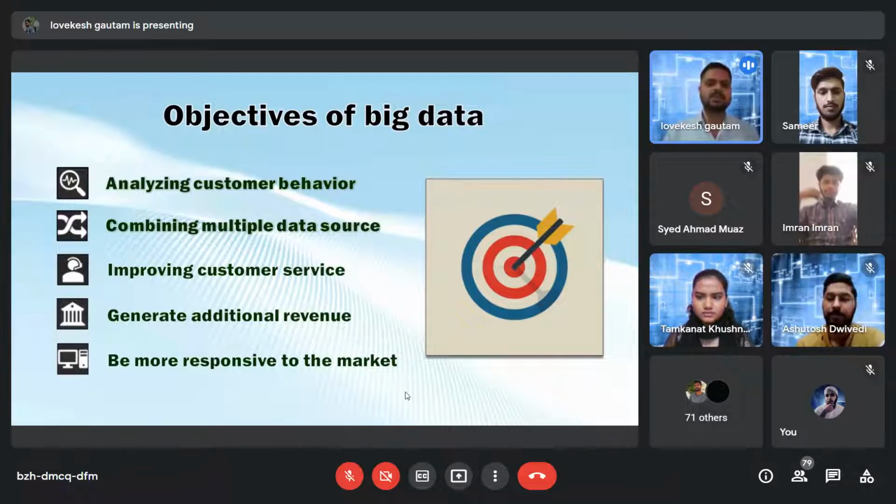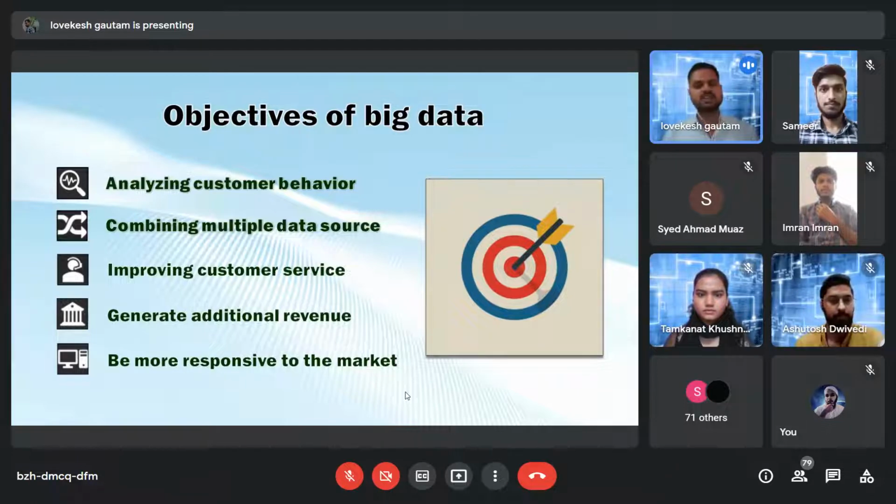The second one is combining multiple data sources. As we know, the volume of data produced in today's world is more complex in nature, and data is of varied forms like voice, text, reviews, etc. To have an integrated, comprehensive picture, we have to integrate several sources of data.